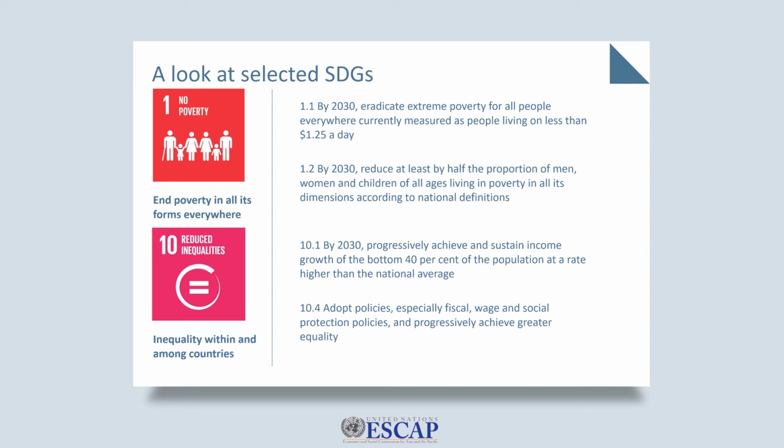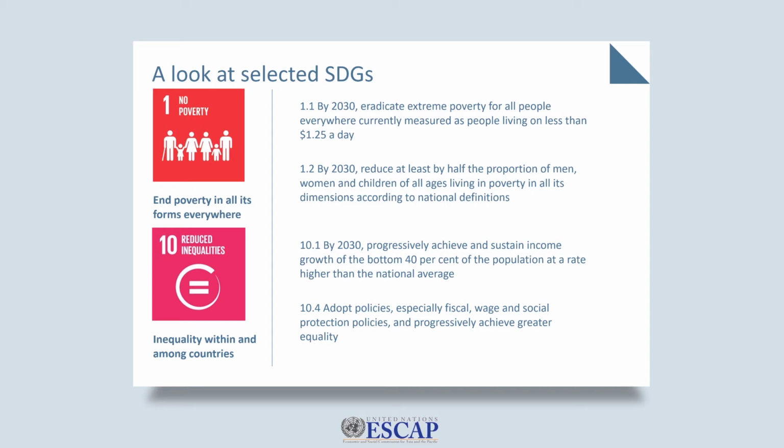The indicators for each of these targets are, in the case of Target 1.1, the proportion of population below the international poverty line by sex, age, employment status, and geographical location, urban and rural. And in the case of Target 1.2, the proportion of population living below the national poverty line by sex and age.